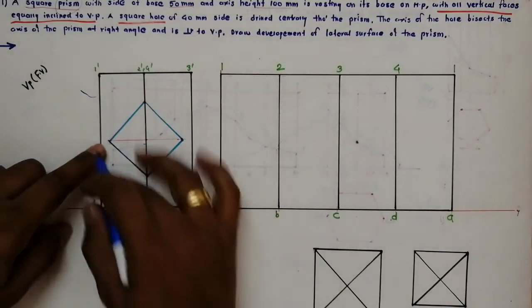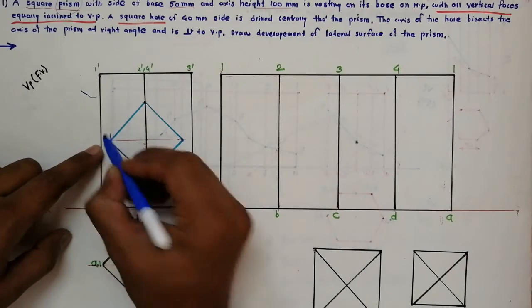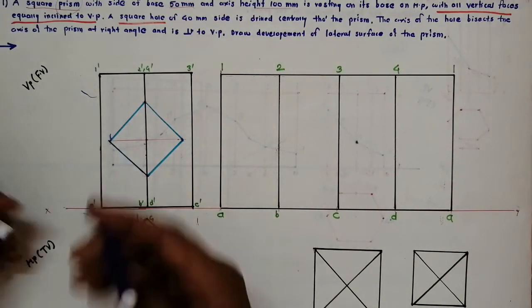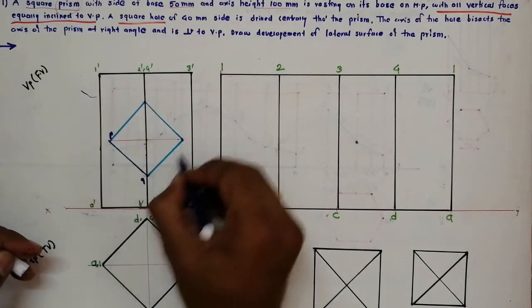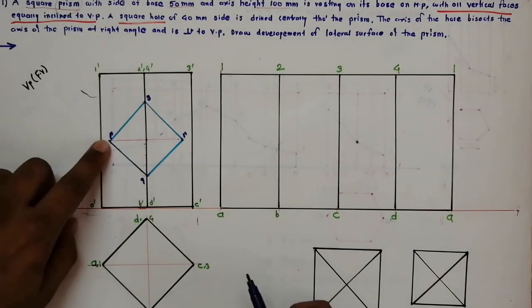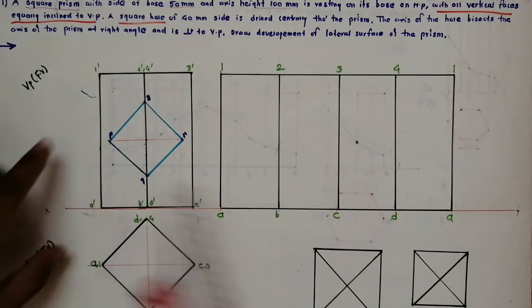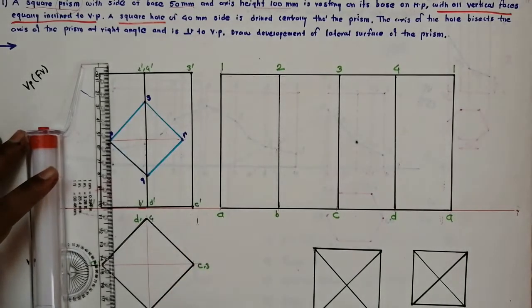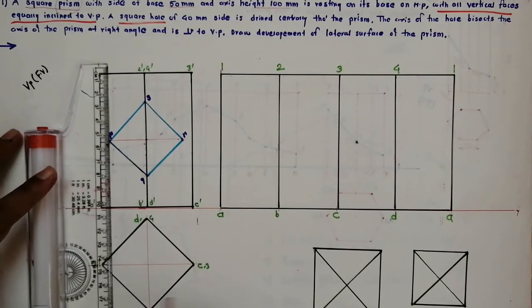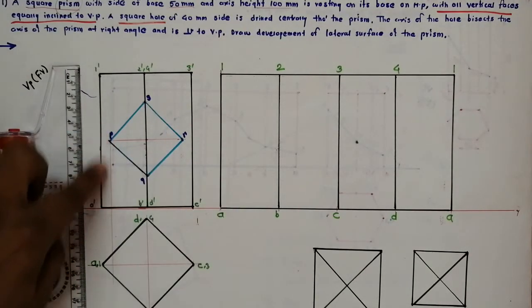Now we will name this square hole. Suppose this is P, this is Q, this is R, and this is S. Okay, now how to mark the intersections? For point P, there is no edge here, so we will first transfer that point P to the top view. Because we don't know how many intersections there are for point P, we transfer it to the top view.